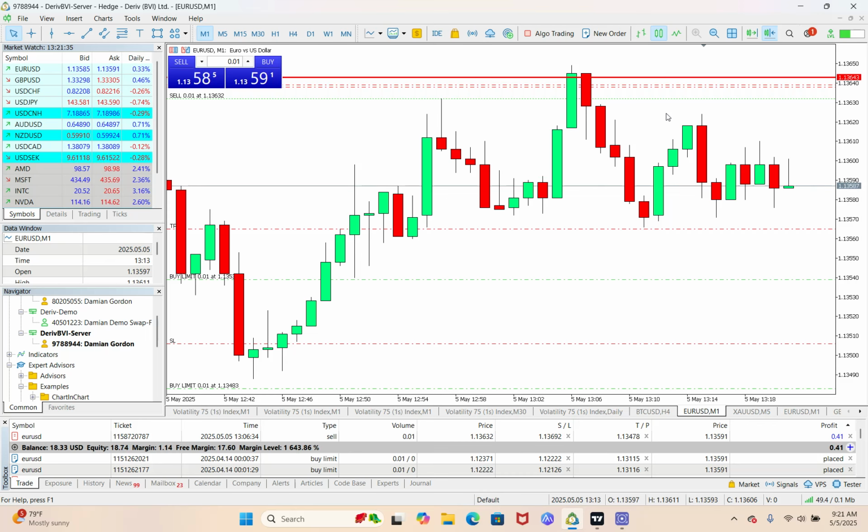Sellers trying to hold out the buyers. Let's see if sellers can hold them off. Oh no, buyers making a comeback again. Buyers with a big comeback. Making a push. Sellers are trying to hold them.